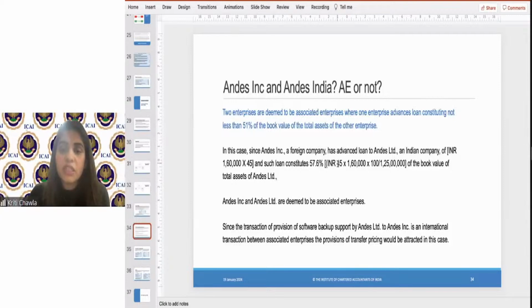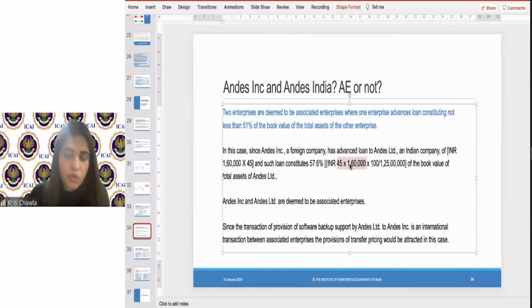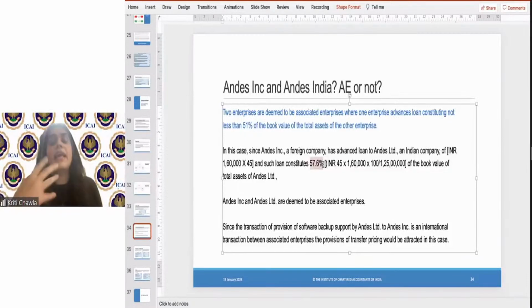The loan will be this amount. This is the amount of loan, 1,60,000 Malaysian dollars into 45. And how much is it in terms of the book value of the asset? The book value of the asset is 125 lakh into 100. So that basically means that this constitutes 57.6% of the book value of the asset. And obviously, this is more than 51%, and hence it's going to be related to each other.